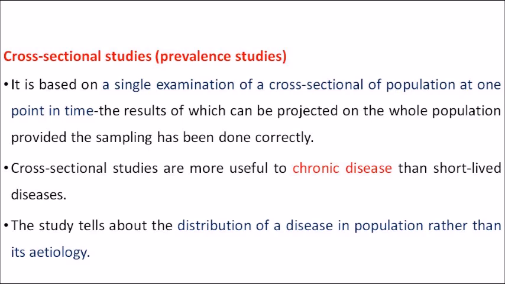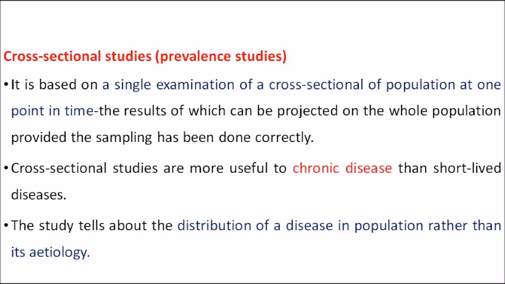So that is what cross-sectional studies mean, and they are more useful to study chronic diseases. Since it is a prevalence study, it is suited for chronic diseases rather than short-lived cases. At that point in time, we are checking their accumulated cases, the accumulated amount of disease. So it always gives you the burden. That is what cross-sectional studies give you.